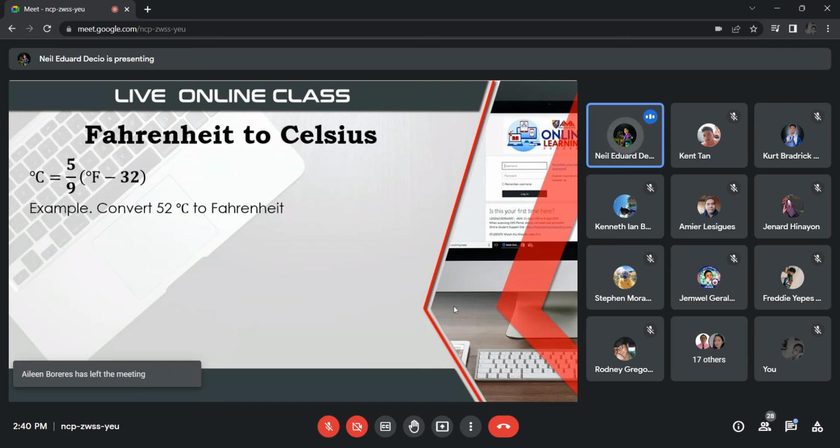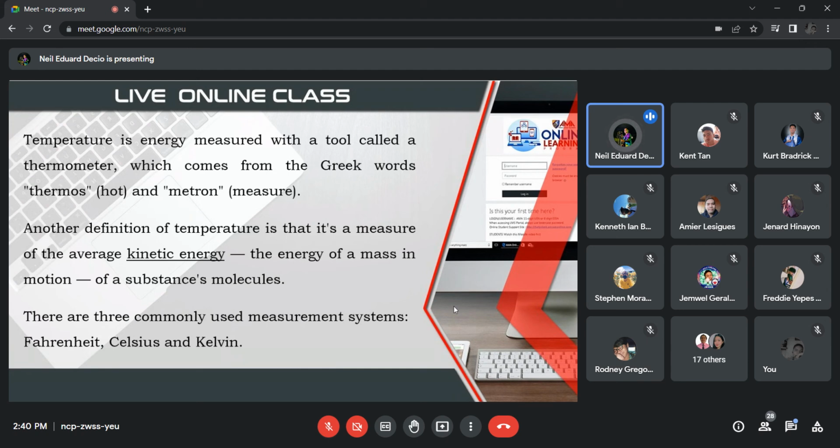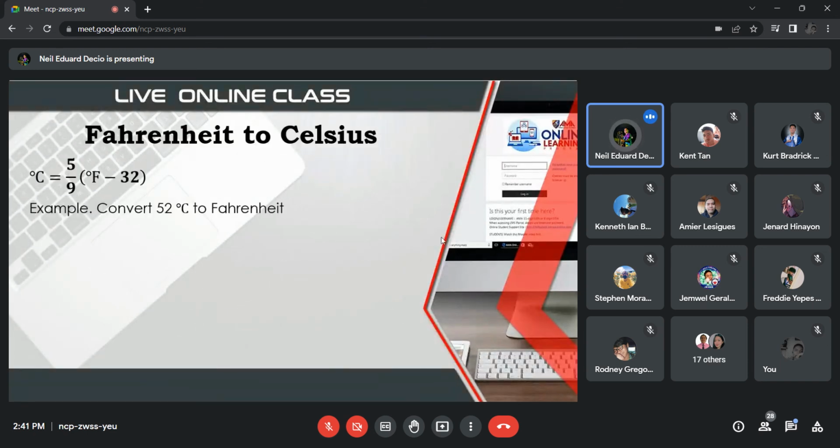We have the three commonly used measurement systems in temperature, which are Fahrenheit, Celsius, and Kelvin. Okay, so let's try to convert Fahrenheit to Celsius. Okay, so we are given here a formula. Degree Celsius is equal to 5/9 multiplied by the quantity degree Fahrenheit minus 32. Okay, so basically this is the formula on how we convert Fahrenheit to Celsius.